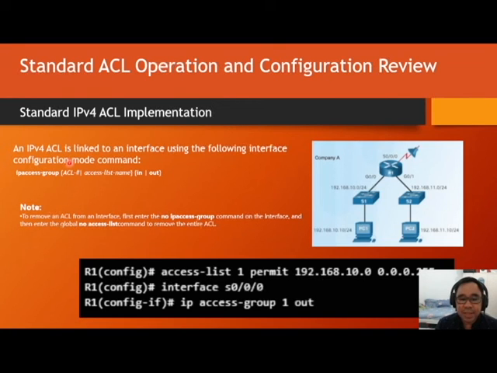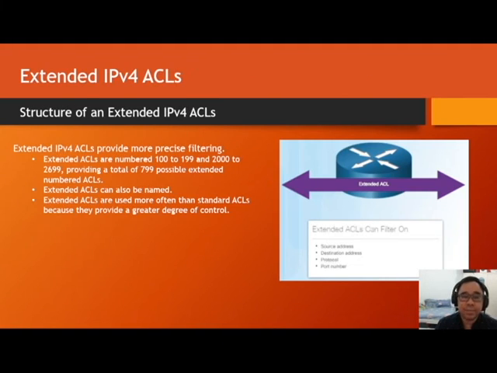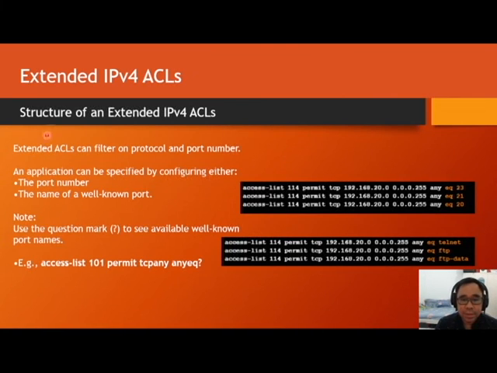An IPv4 ACL is linked to an interface using the following interface configuration mode command. Access list, permit. So here are the examples of the access list command. An application can be specified by configuring either the port number or the name of a well-known port.